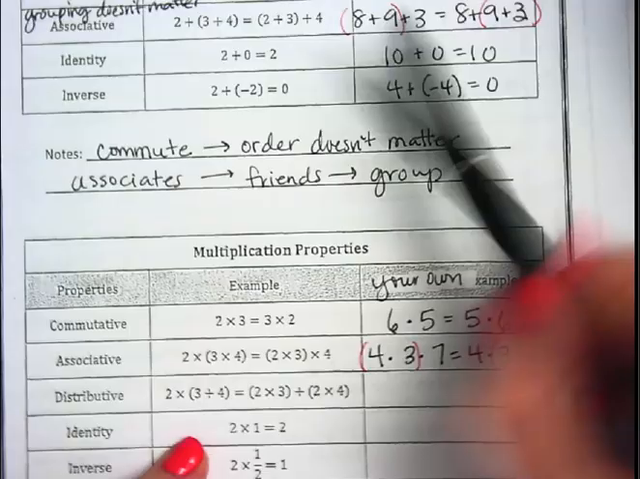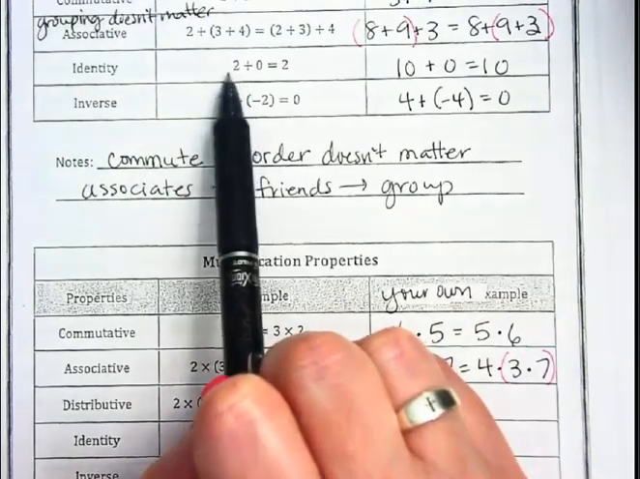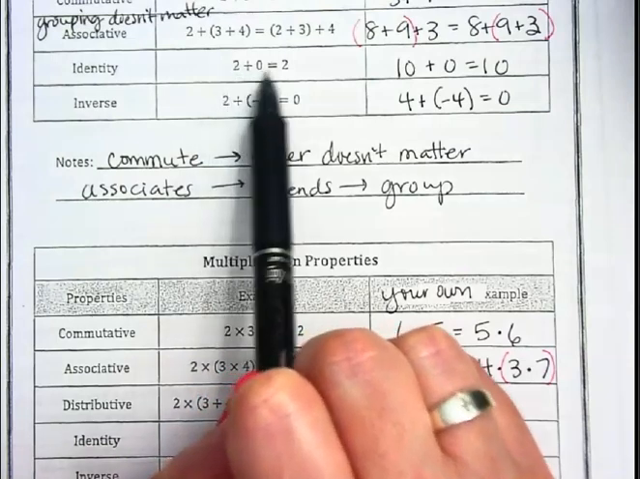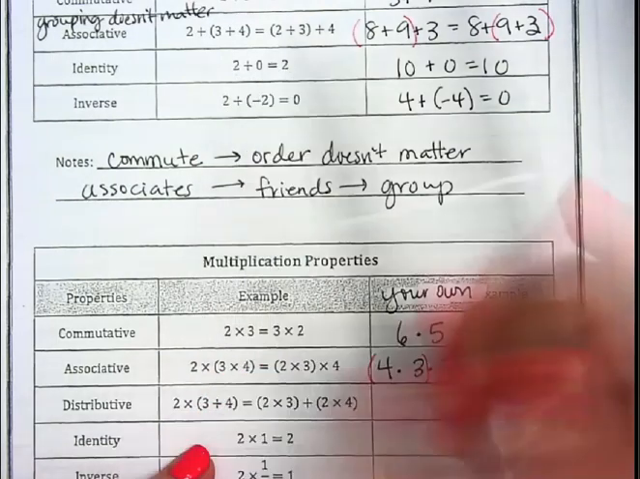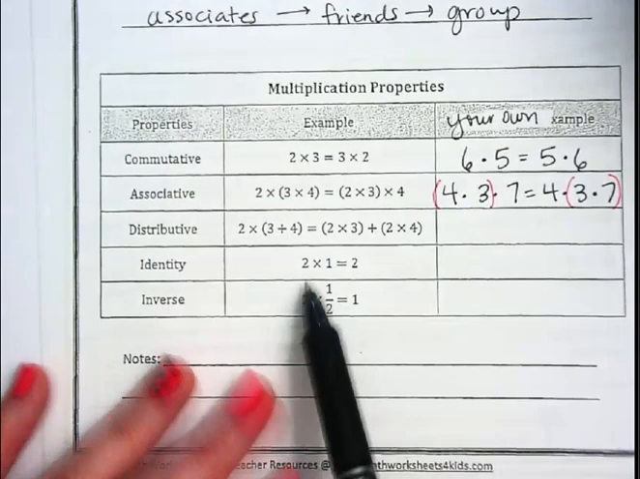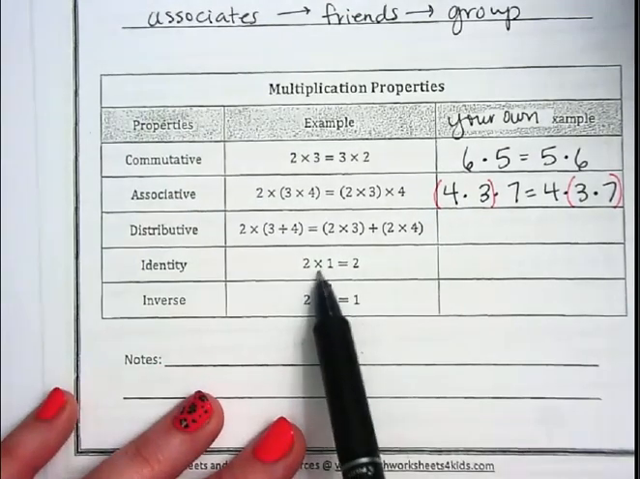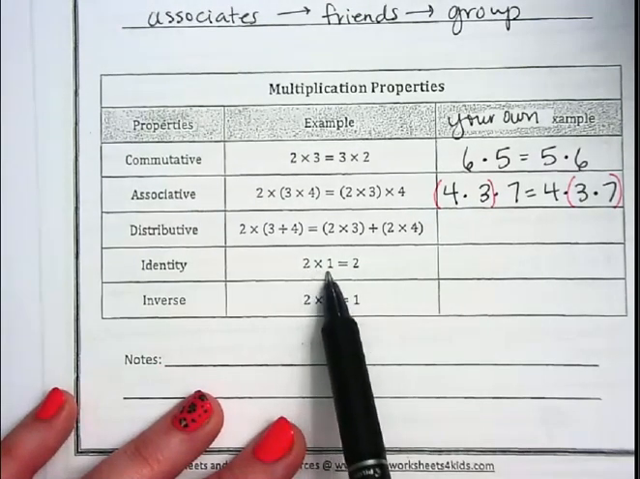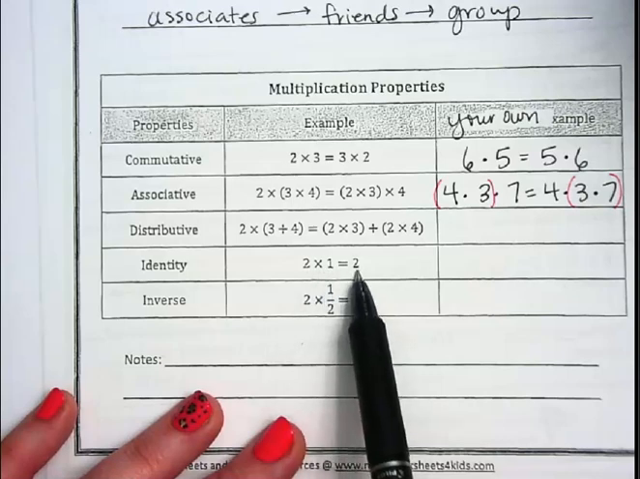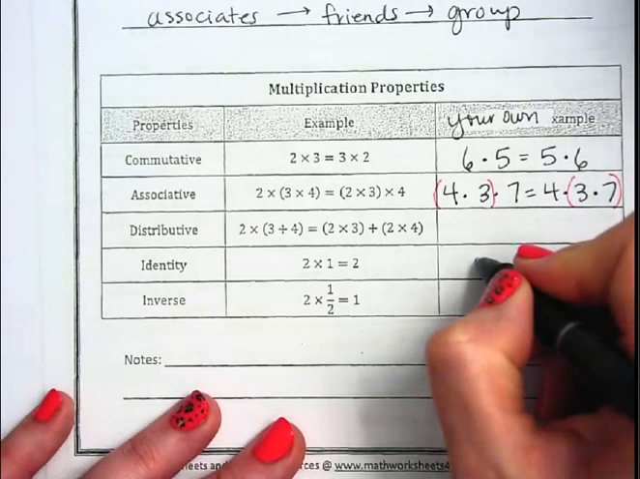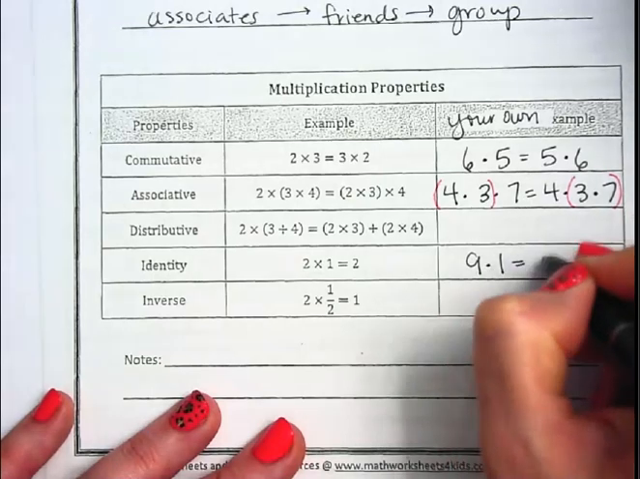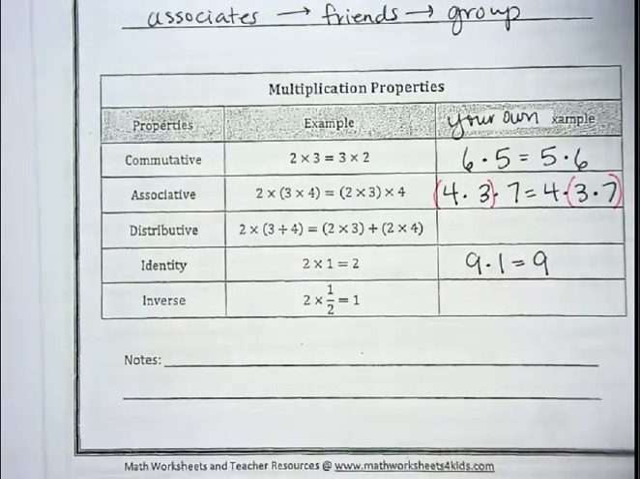So the identity for addition said 2 plus 0 equals itself. Well, for multiplication, it's not plus 0, it's times 1. 2 times 1 equals itself, 2. So similarly, 9 times 1 would be identical to 9 for the identity property.